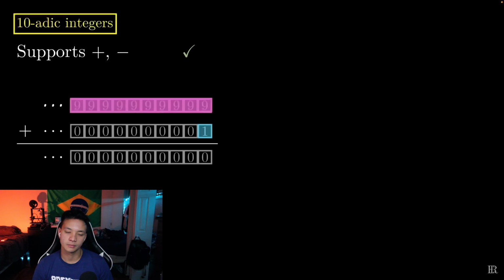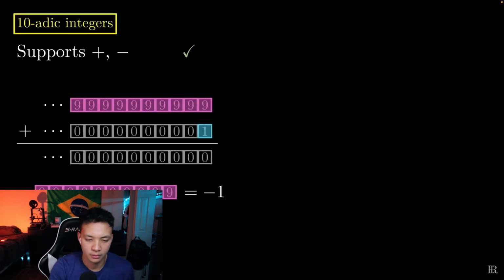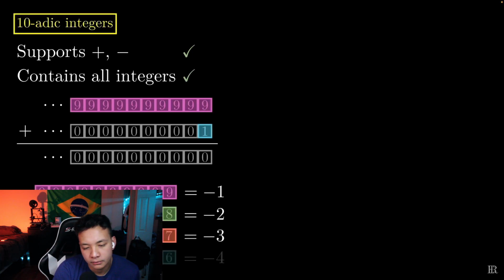So the sum in this case is 0. This may be a bit of a surprise, but it means that the number consisting of all 9s is actually equal to -1. We just discovered that the 10-adic integers contain certain negative integers. In fact, you can show that the 10-adic integers contain all negative integers. They're already built in without needing to introduce a negative sign.